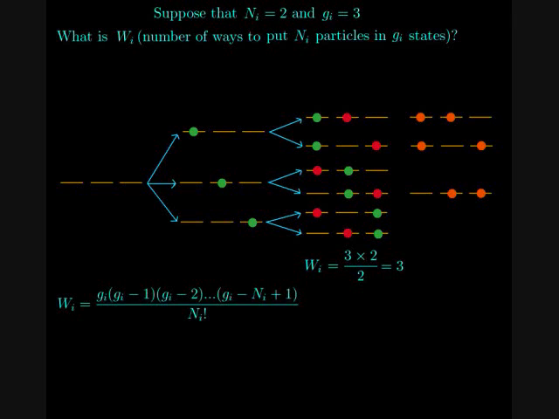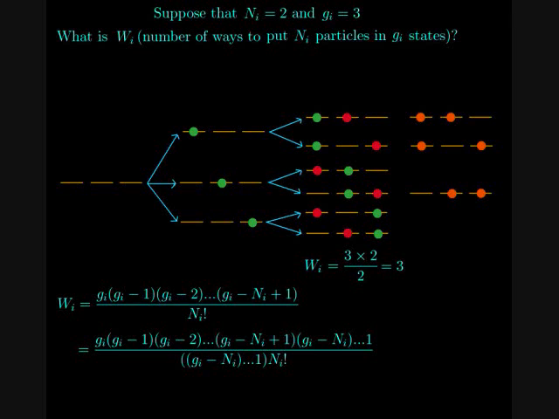In general, there are g sub i ways to place the first particle, g sub i minus 1 ways to place the second particle, g sub i minus 2 ways to place the third particle, etc., until there are g sub i minus n sub i plus 1 ways to place the n sub i-th particle. But any of the n sub i factorial permutations of these microstates are the same microstate because we are dealing with identical particles. Multiply and divide by g sub i minus n sub i times ... times 1. Use the definition of g sub i factorial and g sub i minus n sub i factorial. This is the general formula for the number of ways to fill g sub i states with n sub i fermions.